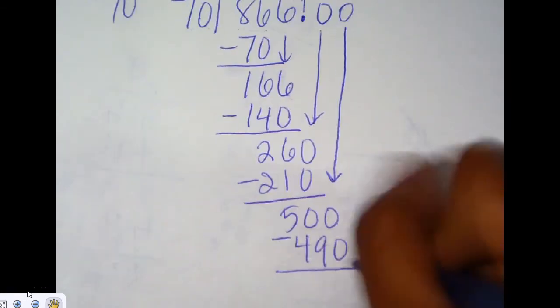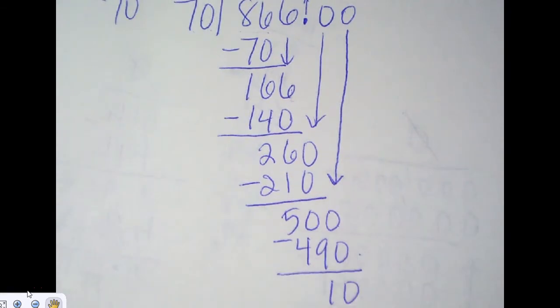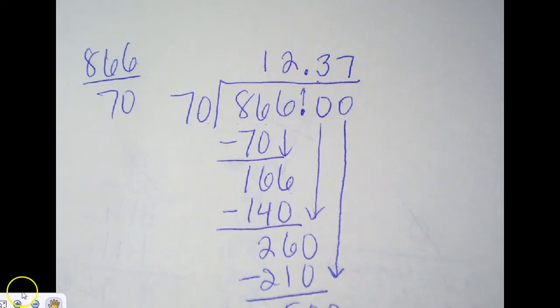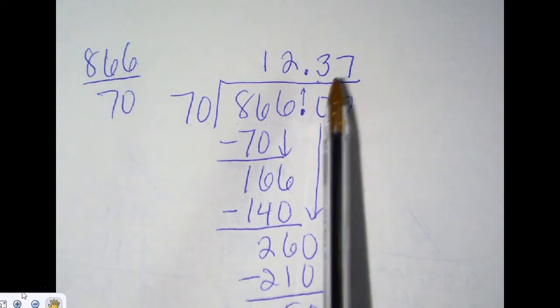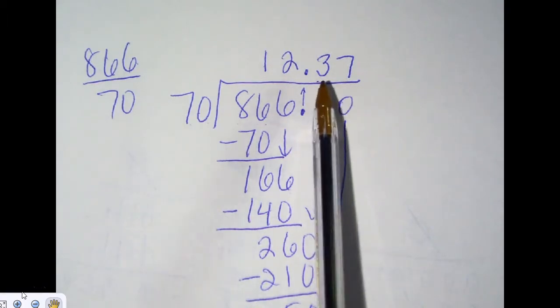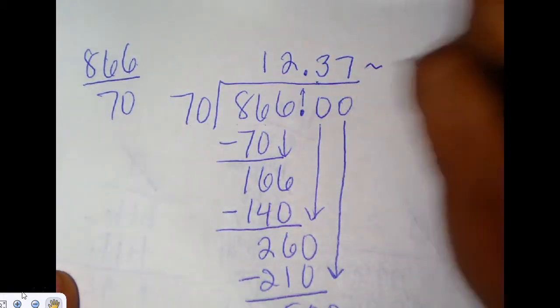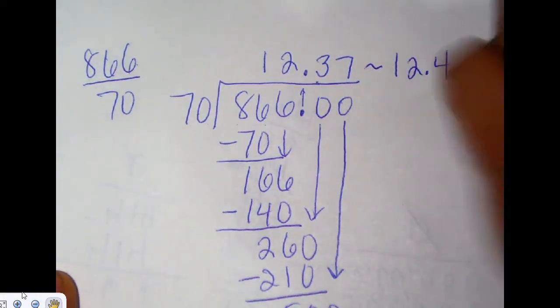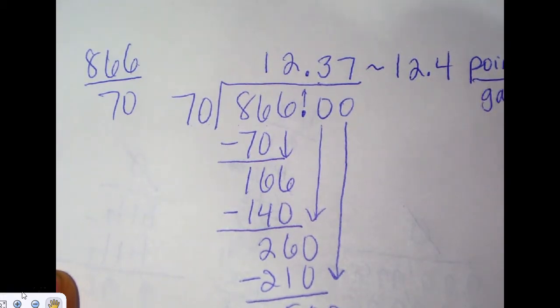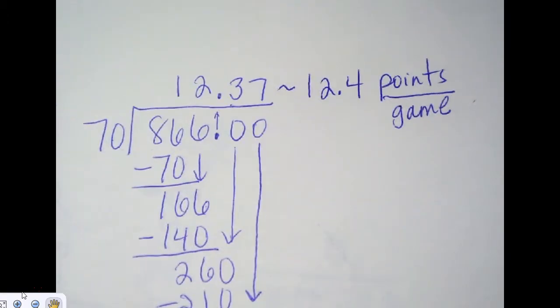And then because it says to only go to the nearest tenth, the final answer, I'm going to stop there, and I have 12.37. Because it says to round to the nearest tenth, I only carried this out 2 places after the decimal so that I can do my rounding, okay? So the answer to this is going to be 12.4 points per game.